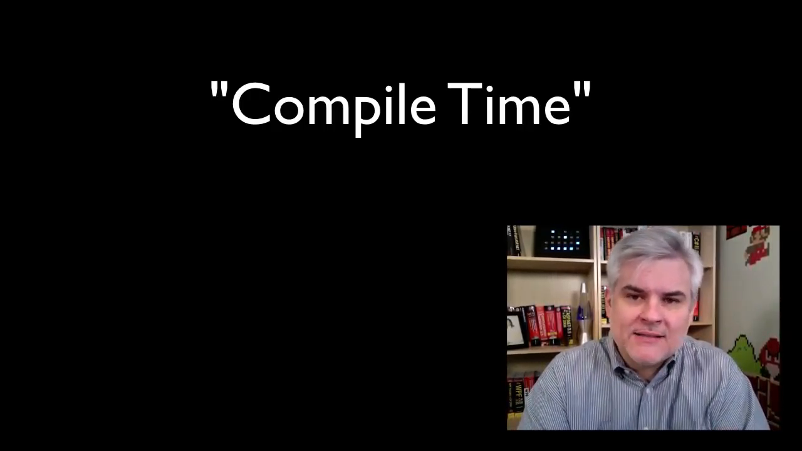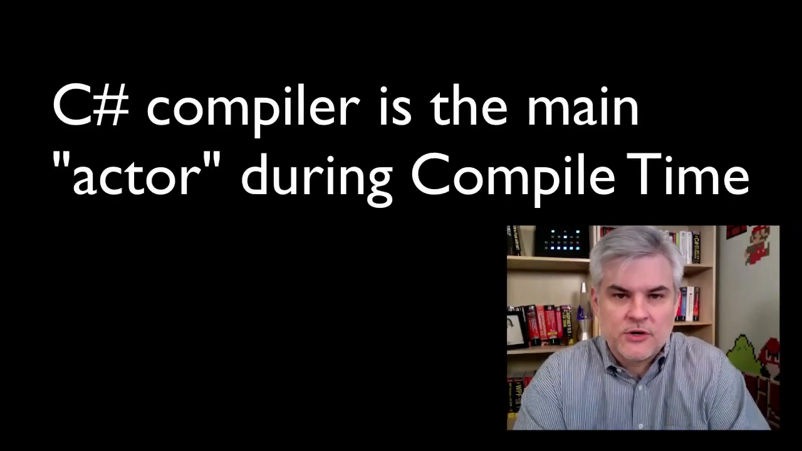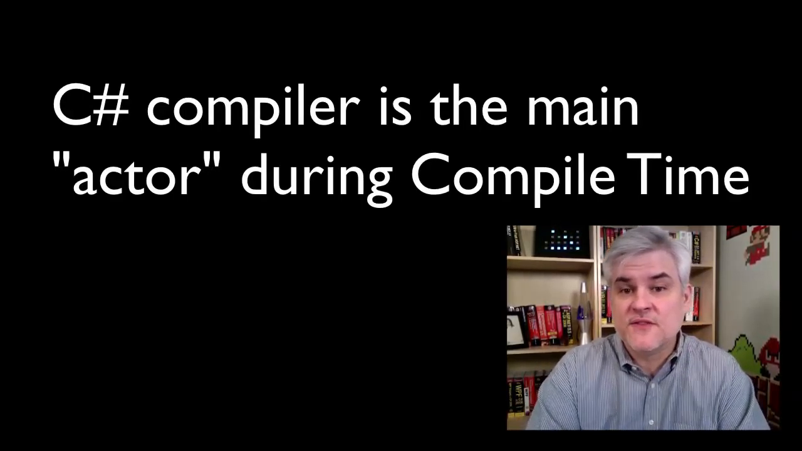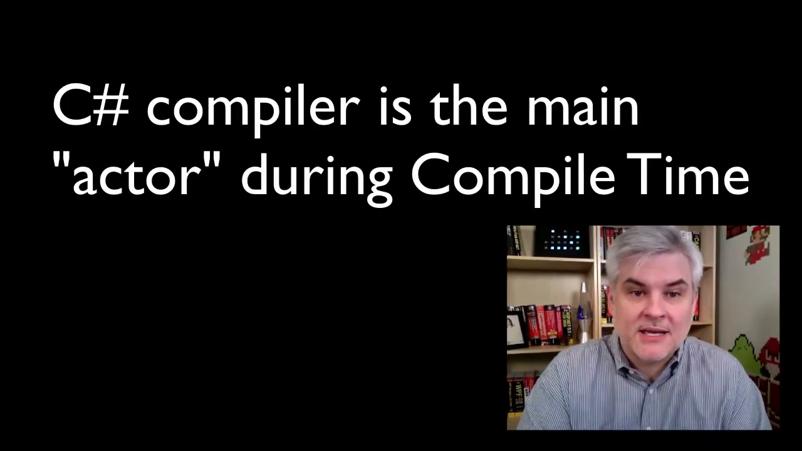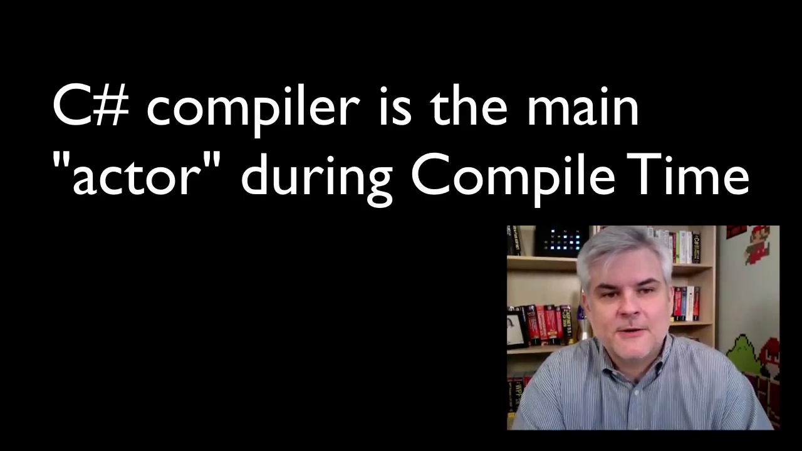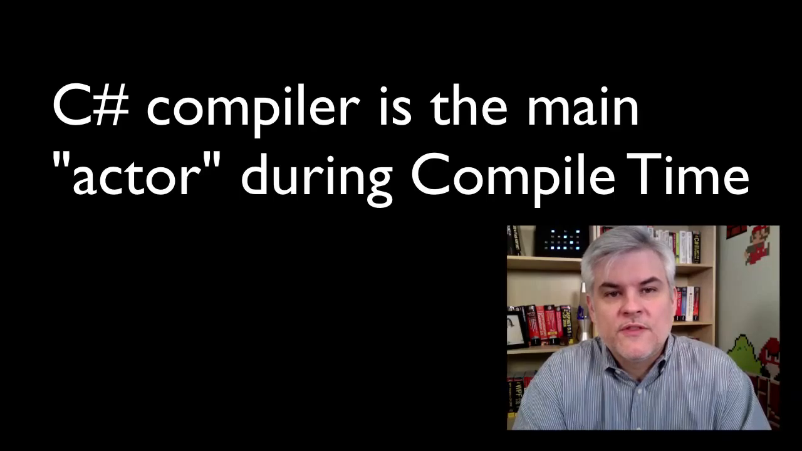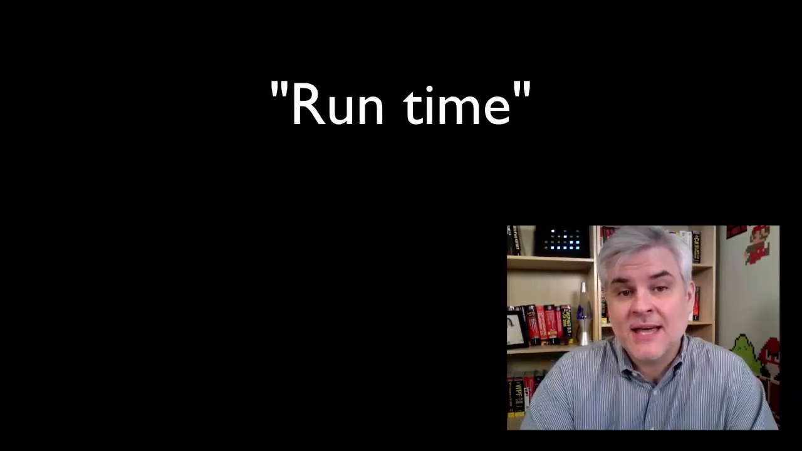So during compile time, the C# compiler is the main actor. It's the one that's hard at work, as we noted earlier. It stops and forces you to fix bugs, or it outputs an assembly, the output being an exe or a .dll file. So then the next state is runtime, and that's when your application is actually executing.